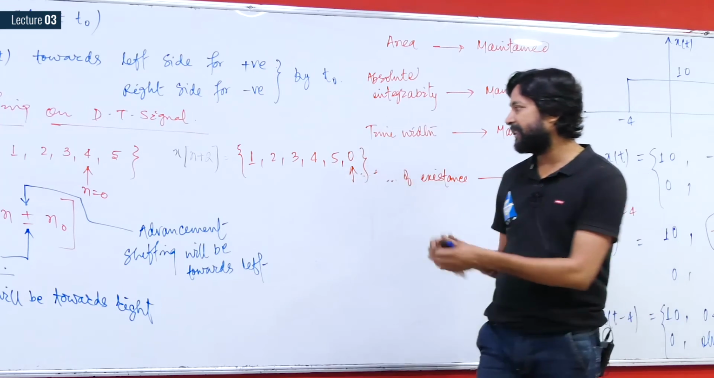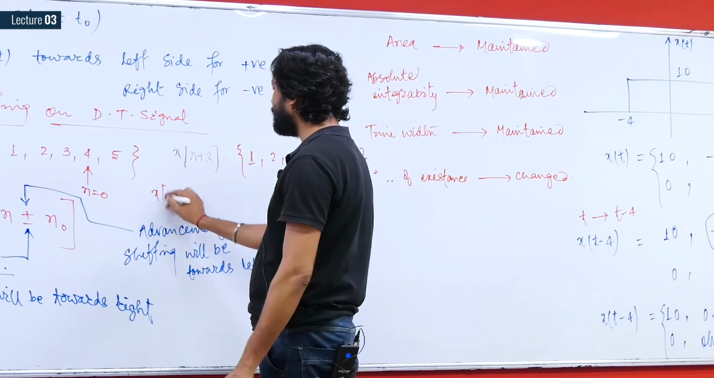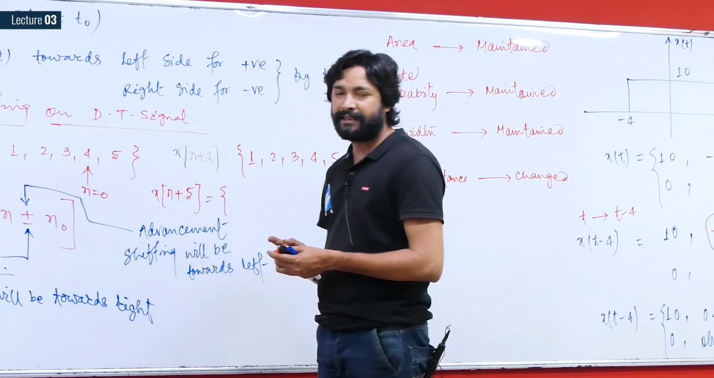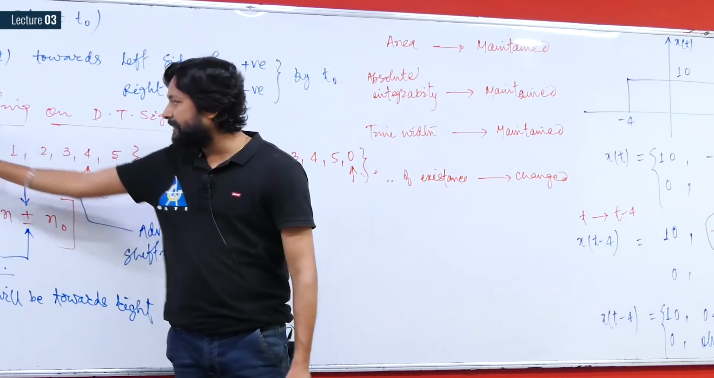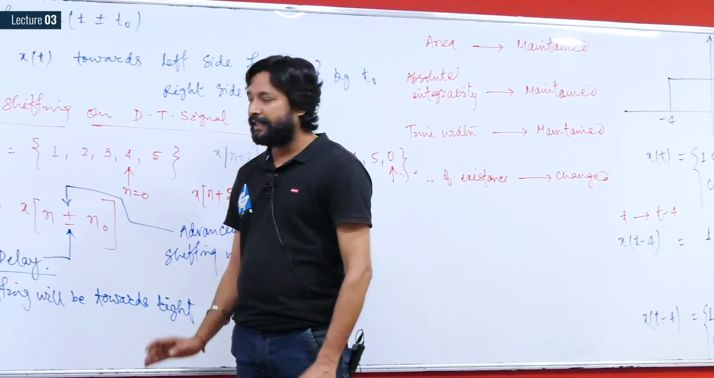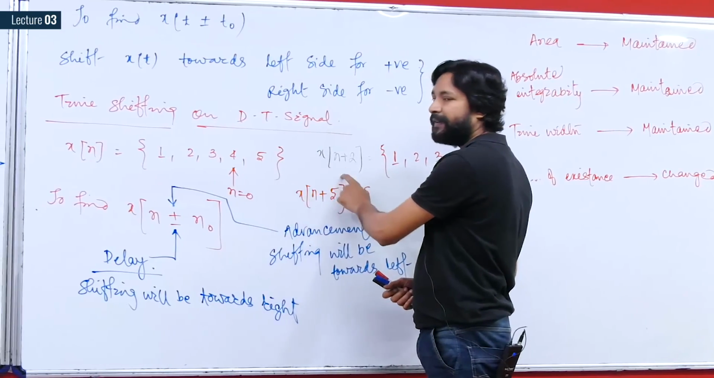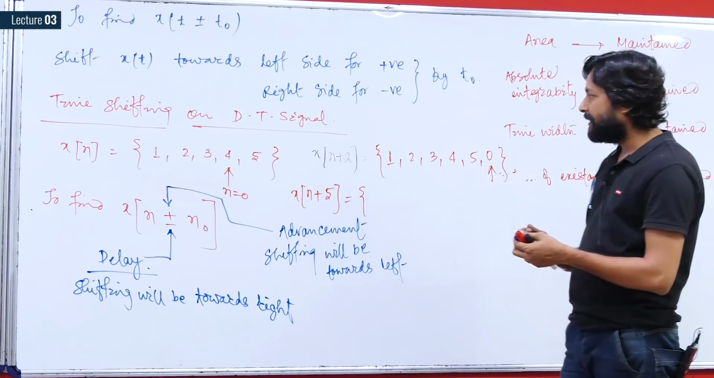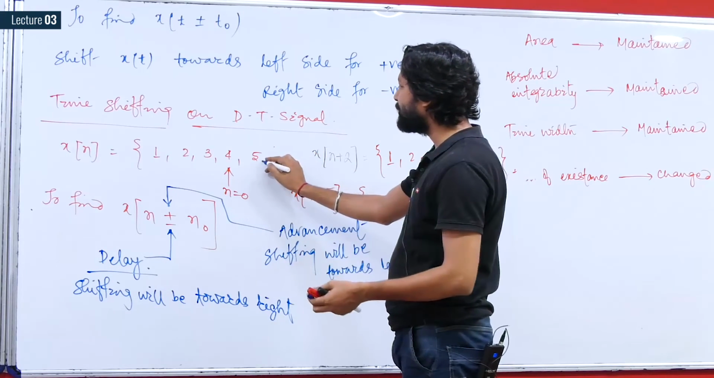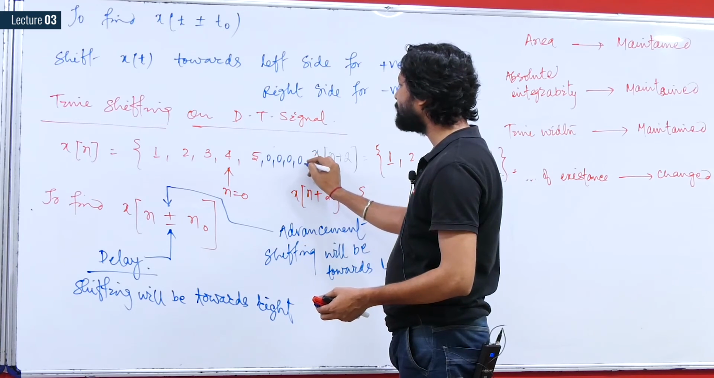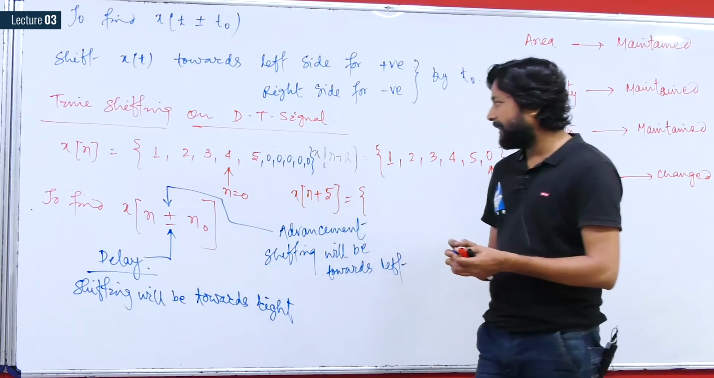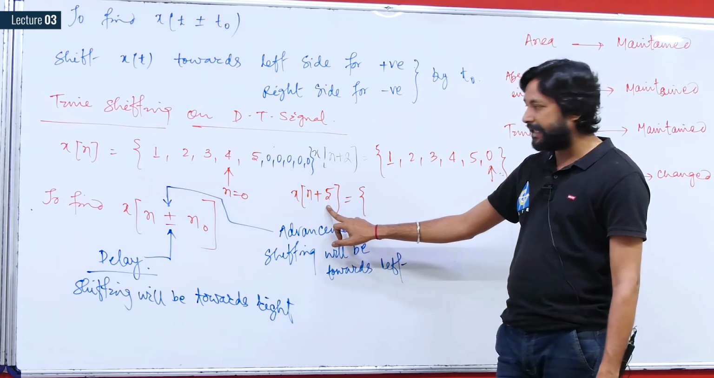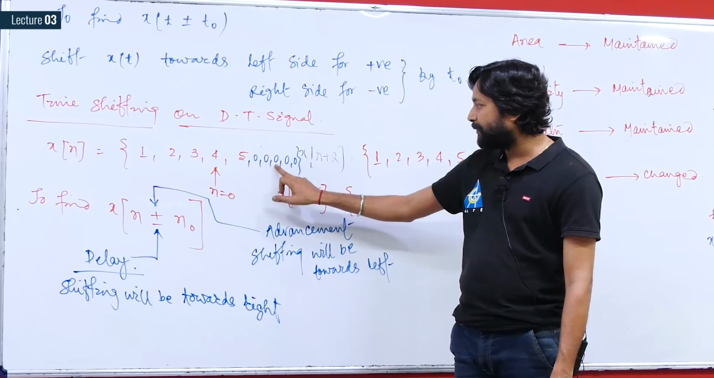Let us say for the same signal, we have to find x of n plus 5. Then what will be the signal? You are going to shift this signal 5 times towards the left hand side. It means this origin will come 5 times towards the right hand side. If no points are given after 5, you can take 0, 0, 0, 0, as many zeros as you need. So now, how many times do you shift this origin? 5 times towards the right: 1 time, 2 time, 3 time, 4 time, 5 time.